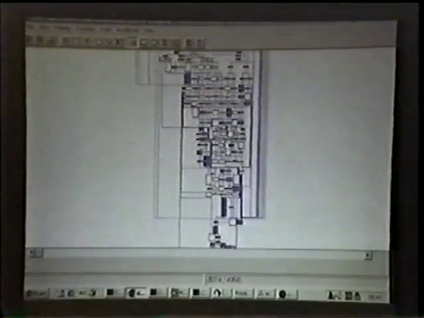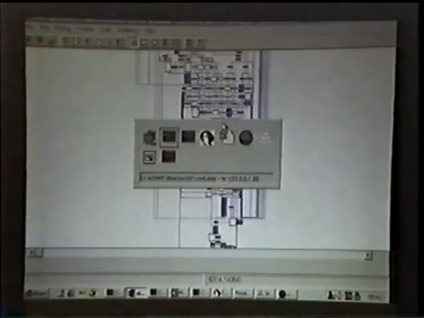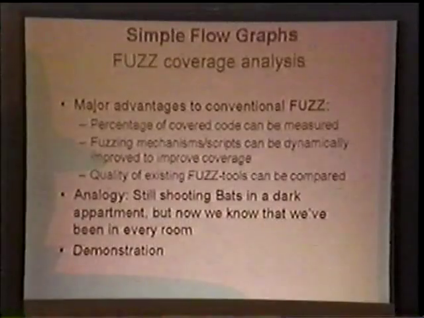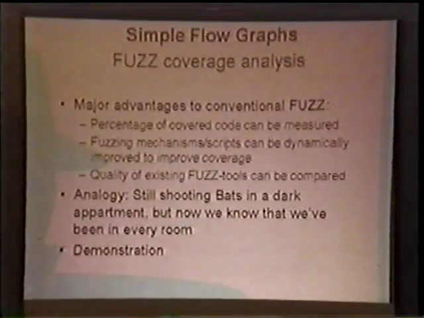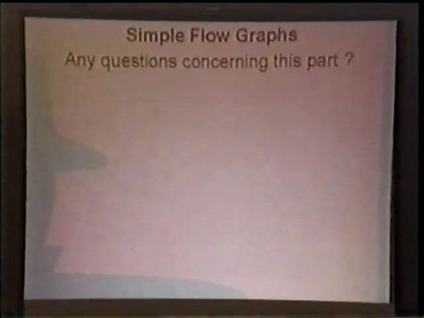Well, that's pretty much it. The code should be up for grabs on the Black Hat website, I don't know, today or tomorrow or next week or whenever it's being put online. Any questions concerning the part about simple flow graphing and playing with them?